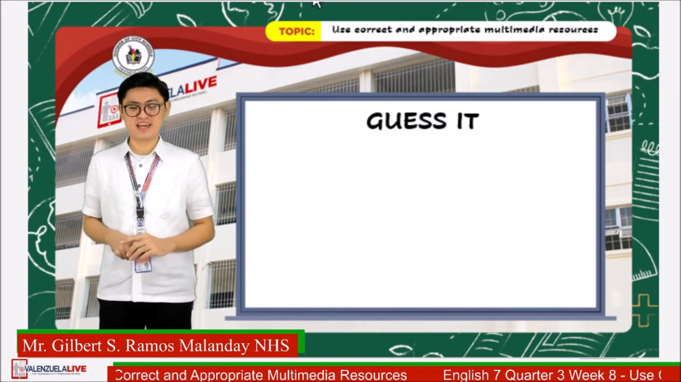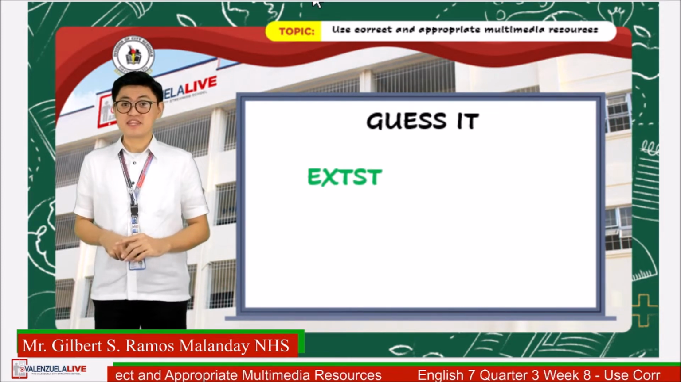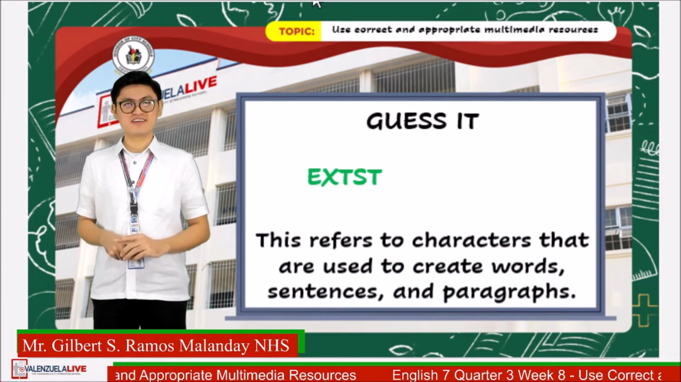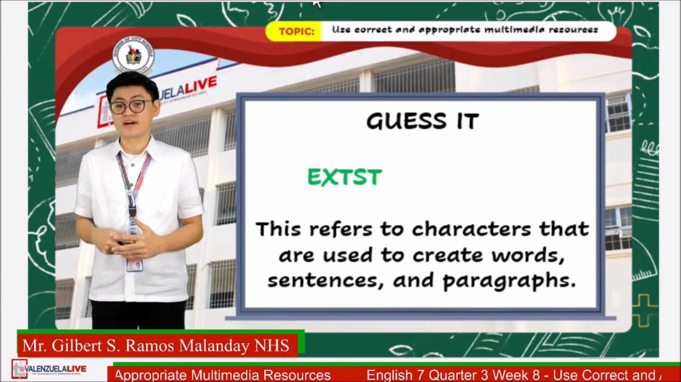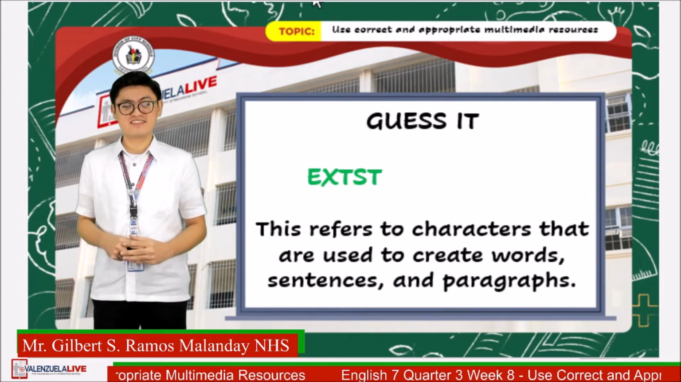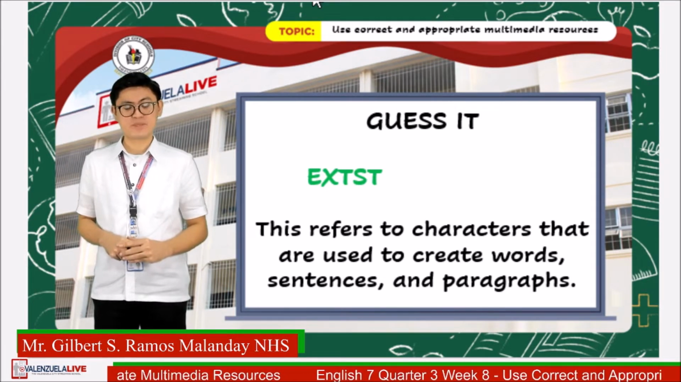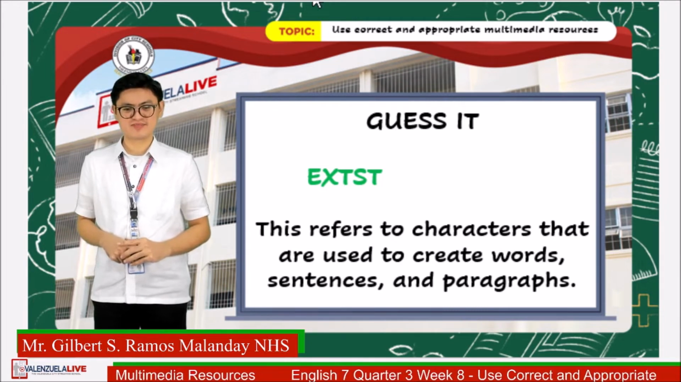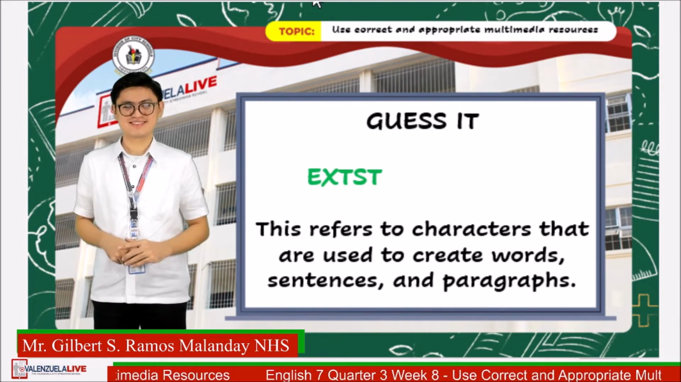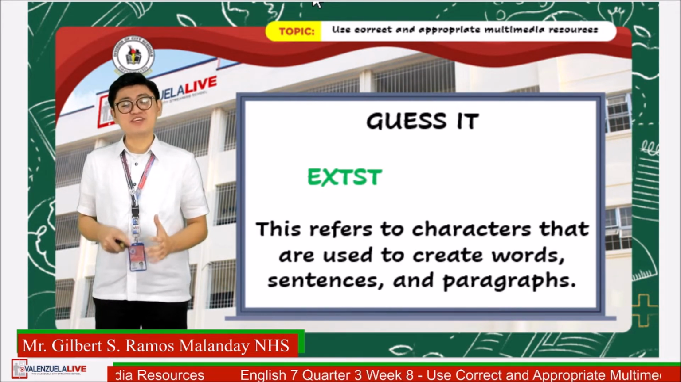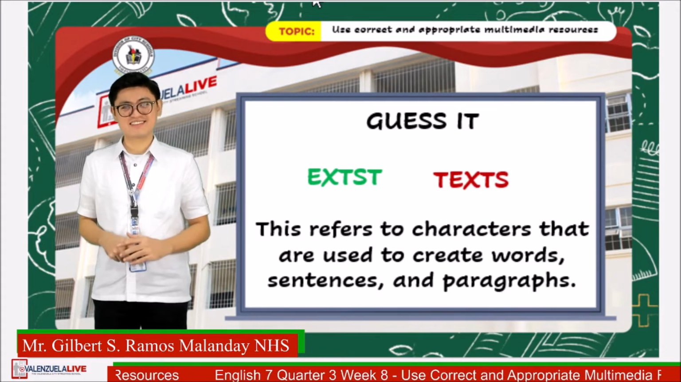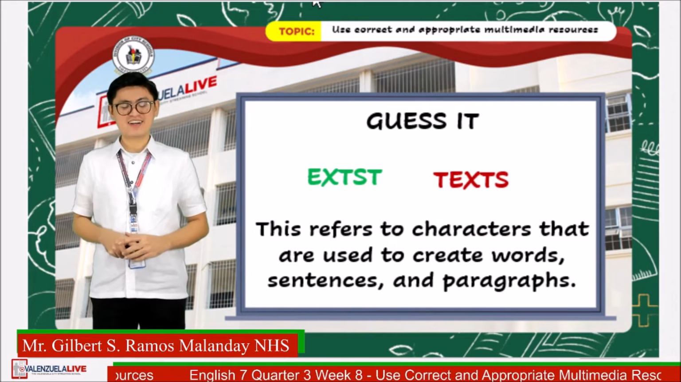This is the fifth element. This refers to characters that are used to create words, sentences, and paragraphs. You have 5 seconds. If you answered text, you are correct.